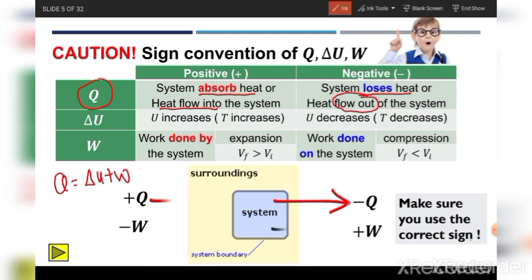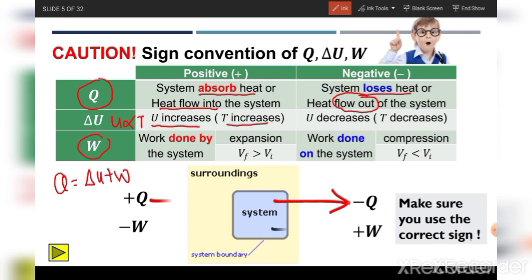Delta U will become positive when U is increased. How do we know U is increased? It depends on T, because we know that U is directly proportional to temperature T. So when the temperature is increased, U is increased, so delta U becomes positive. And when U is decreased, delta U will become negative.